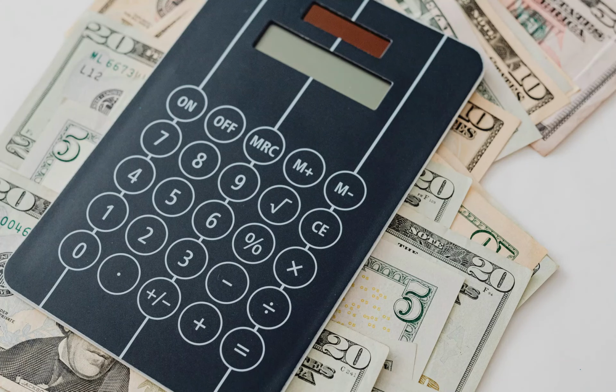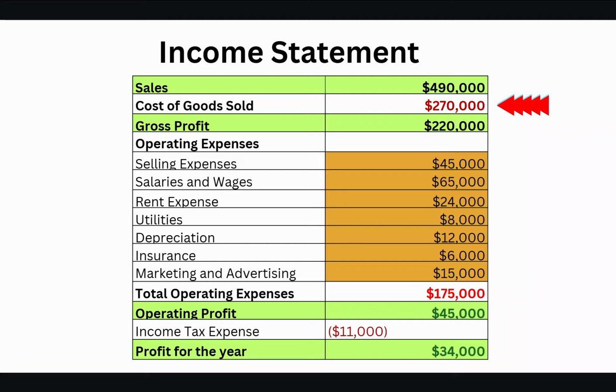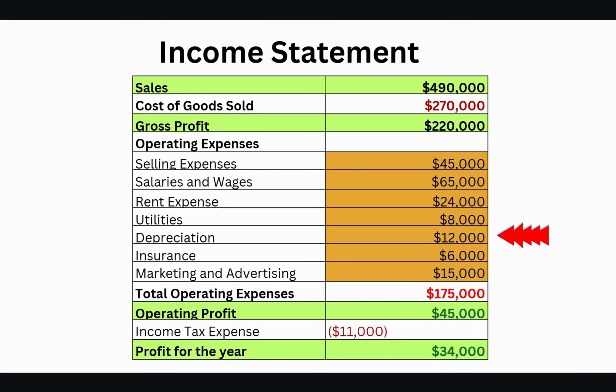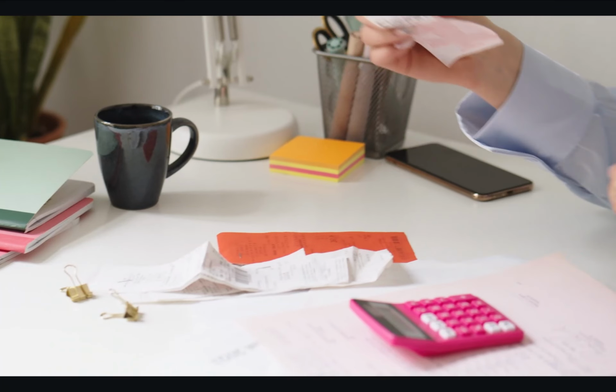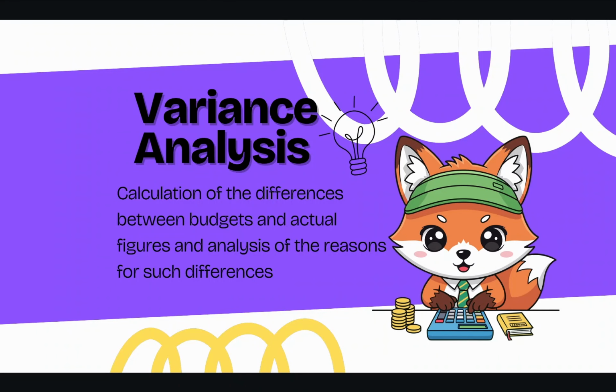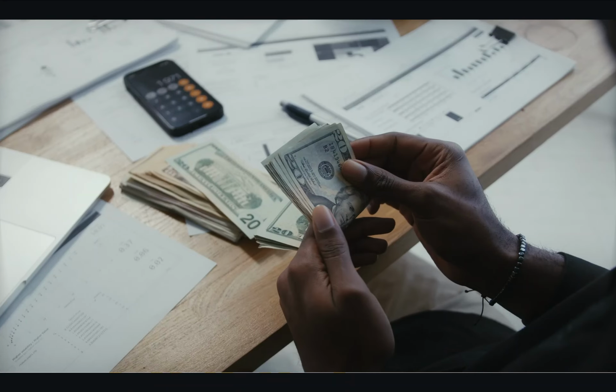Our expense components: cost of goods sold, purchases of materials that we're using, the purchases of inventory that we're using. We have other expenses or operating expenses, a few examples being selling expenses, salaries and wages, rent expenses, utilities, etc. Variance analysis: calculation of the differences between budgets and actual figures and analysis of the reasons for such differences.